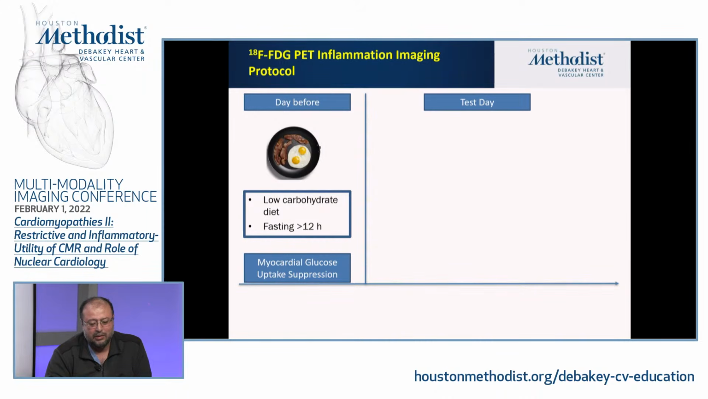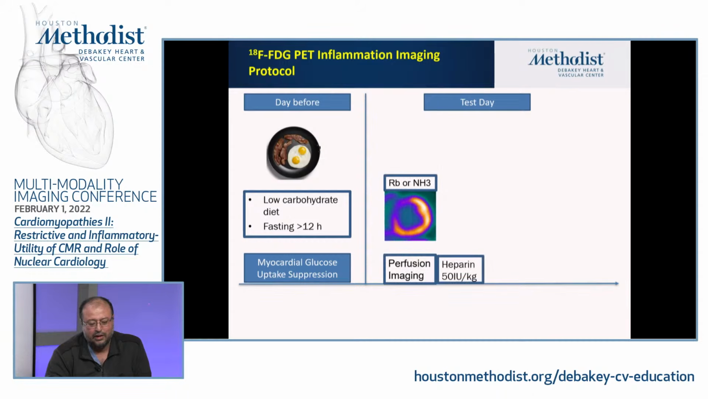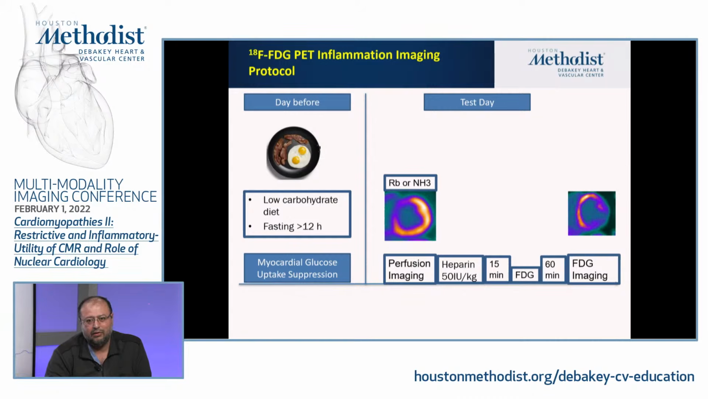On the day of the test, we ask them not to exercise. When they come to us, we do perfusion imaging. Then we give them heparin if they're not on oral anticoagulants. Then we wait for 15 minutes, inject our FDG, wait another 60 minutes, and then image the FDG. Then we have the images for both perfusion and metabolism to help us interpret these studies and guide us in the assessment of these patients.